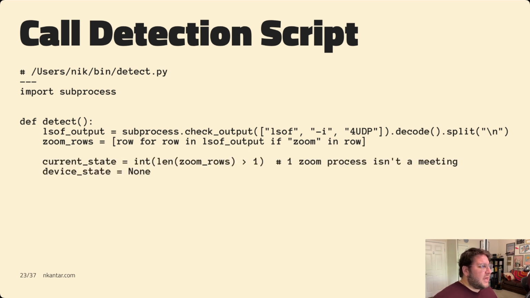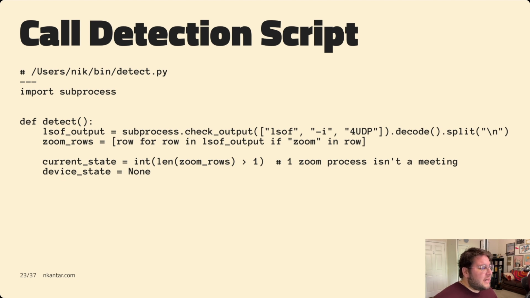After that, we want to gather the states. The current state of the machine is determined by those Zoom rows. If you have Zoom not running, you have 0 Zoom processes. If you have it running, you probably have 1. But if you have an active call, you will have 2 or more. Therefore, we check whether we have more than 1.